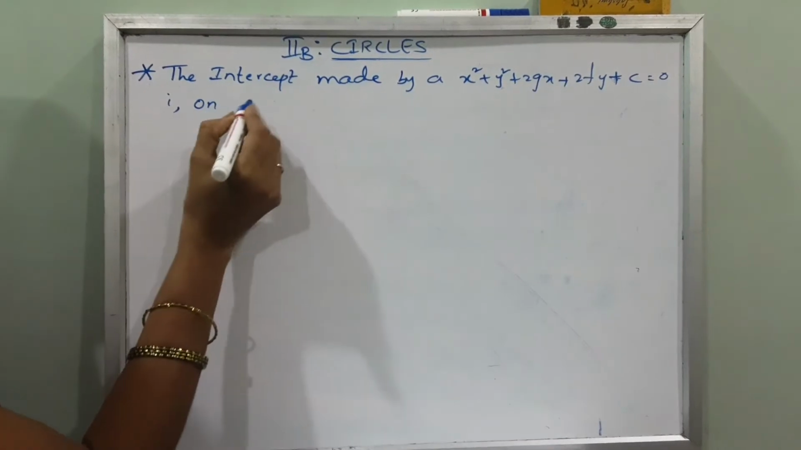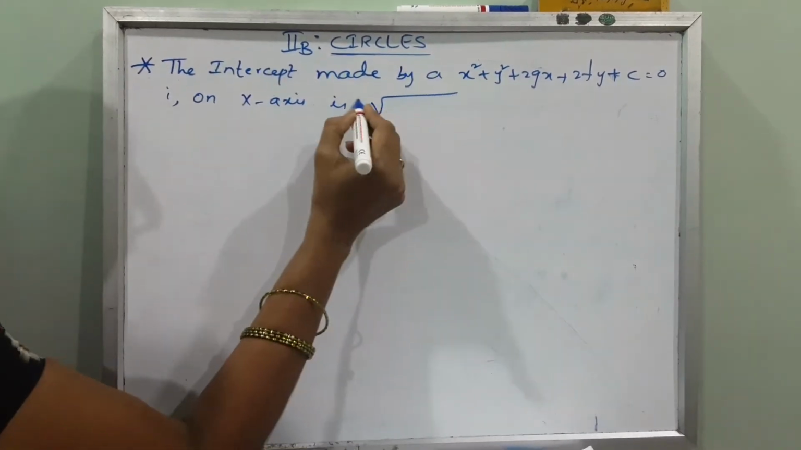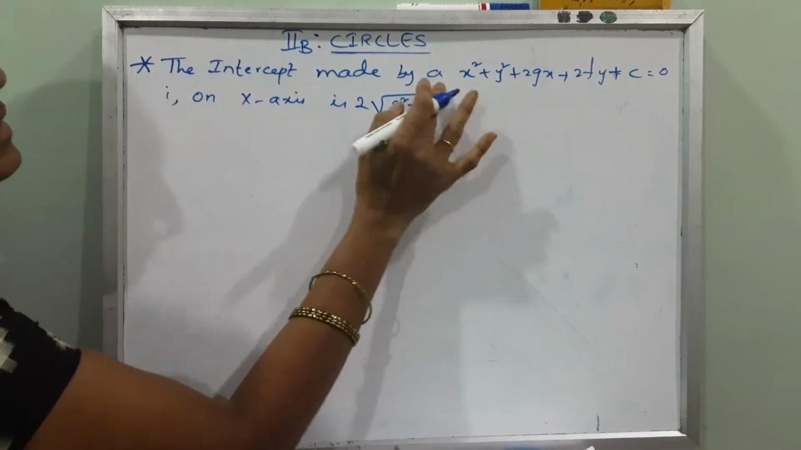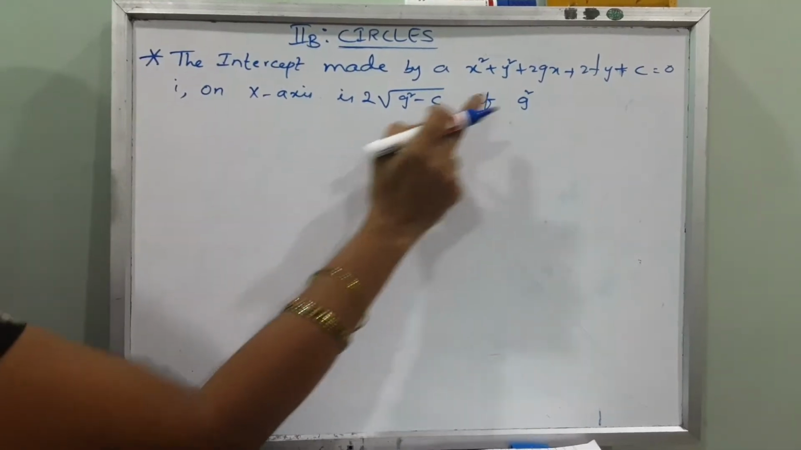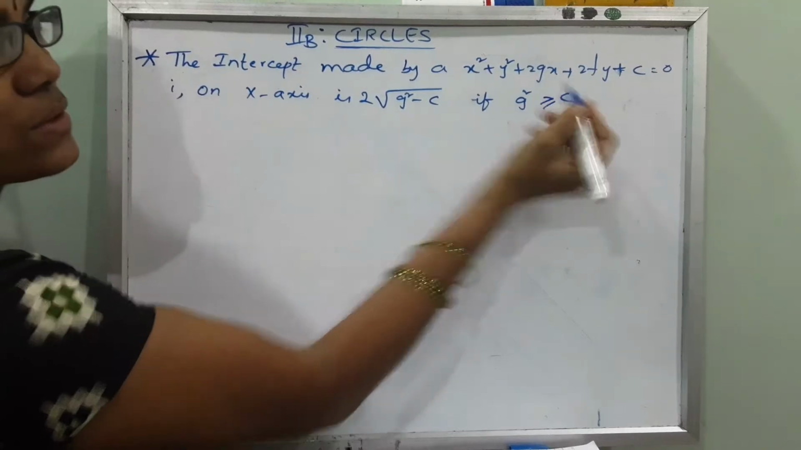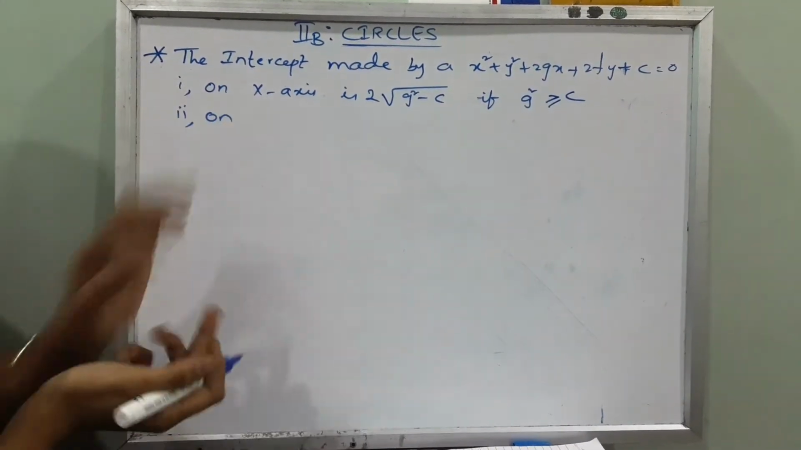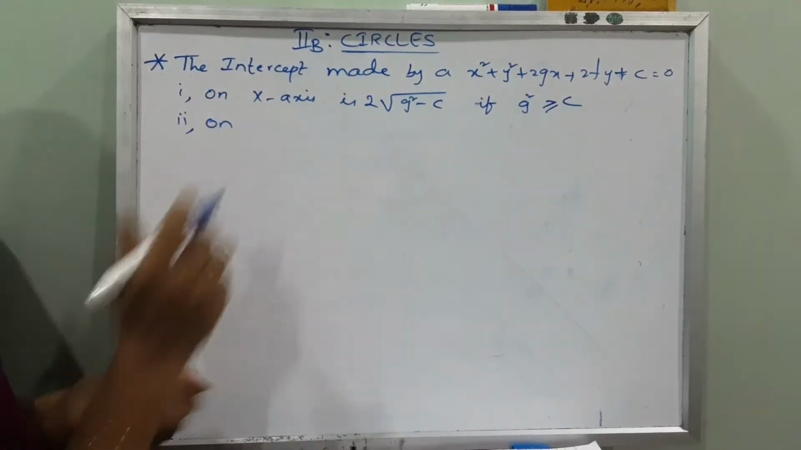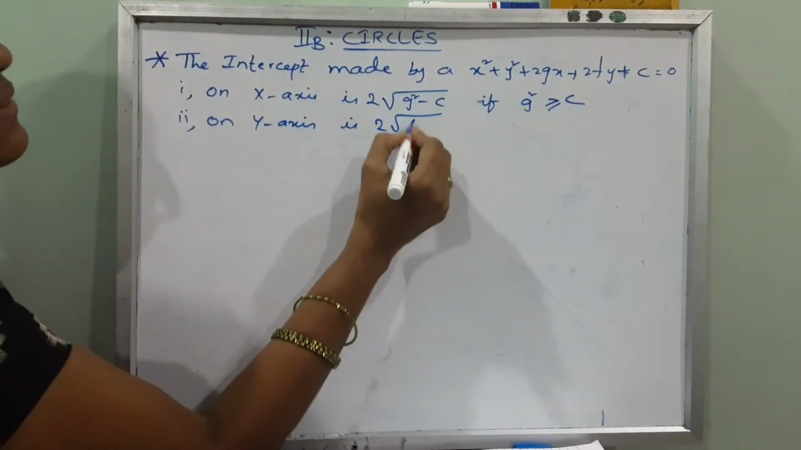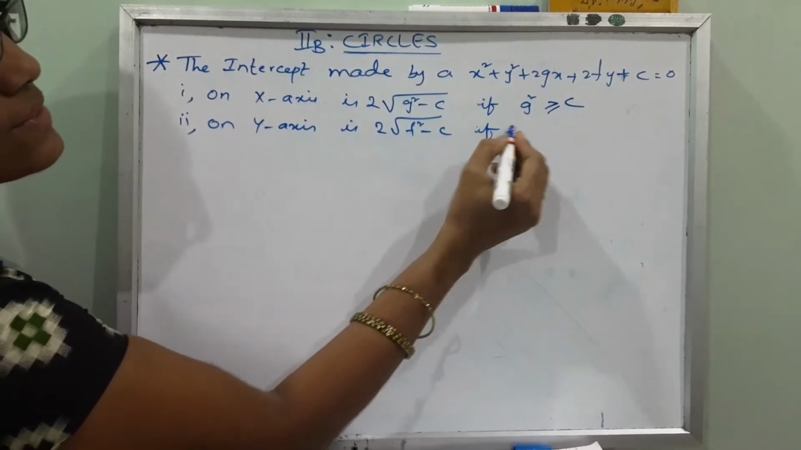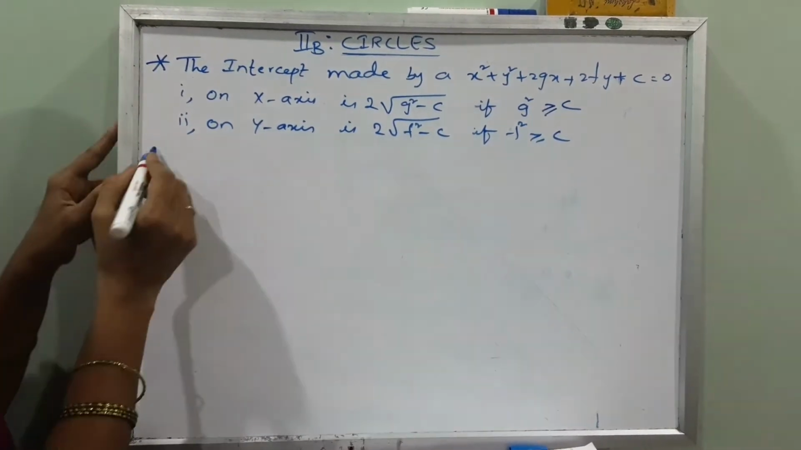The intercept made by the circle on x-axis is 2 root g square minus c, if g square minus c is greater than or equal to 0, that is, g square is greater than or equal to c. Next, the intercept made by a circle on y-axis is 2 root f square minus c, if f square is greater than or equal to c.